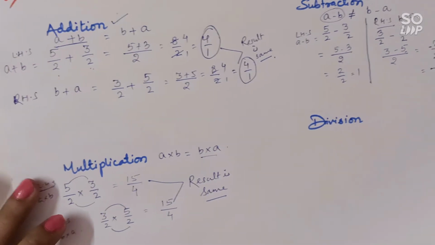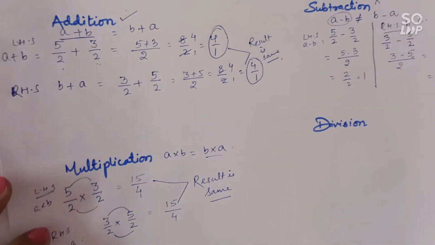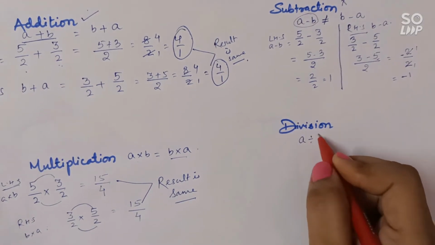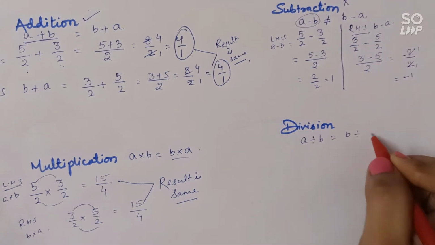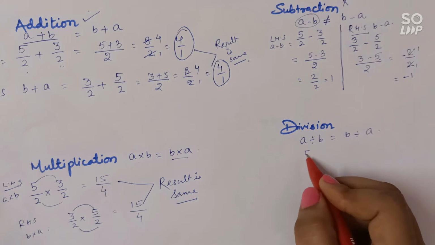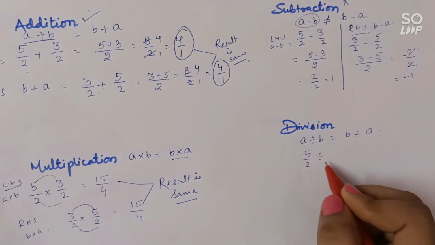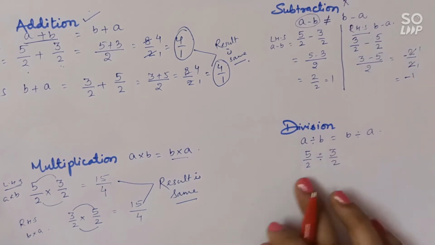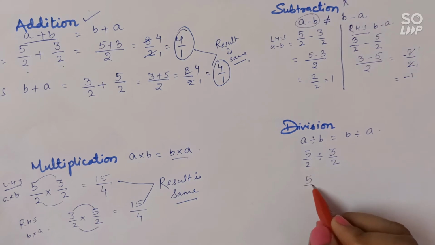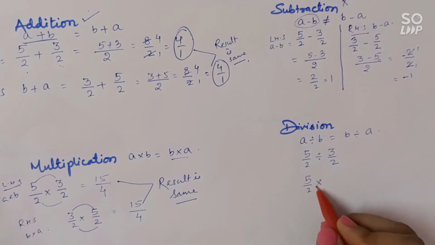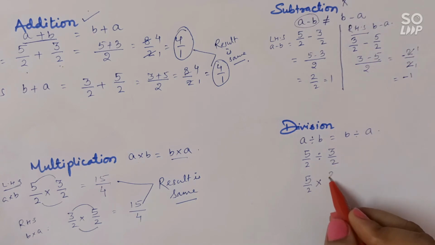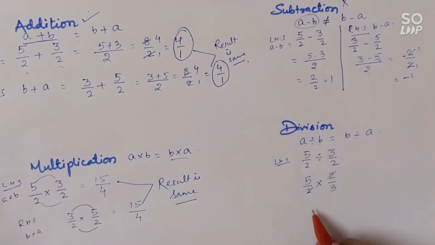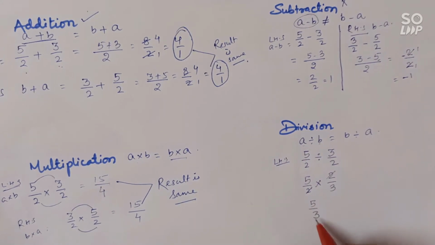So let's check it out for division of rational number. For the same thing we'll see. It should be like A divided by B should be equal to B divided by A. A is 5 by 2 divided by B is 3 by 2, right? So we already know the process that the first fraction is written as it is, first rational number, and then division changes into multiplication and this gets reciprocal, so 2 by 3. We are solving for the LHS, that's A divided by B. So finally we are having 5 by 3.